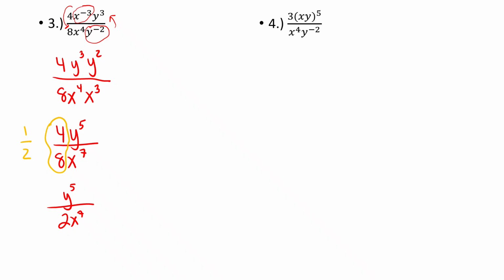So probably the final iteration of that for most people would be y to the fifth over 2x to the seventh. You can, of course, put the 1 there. And notice what you did wrong if you got it wrong.